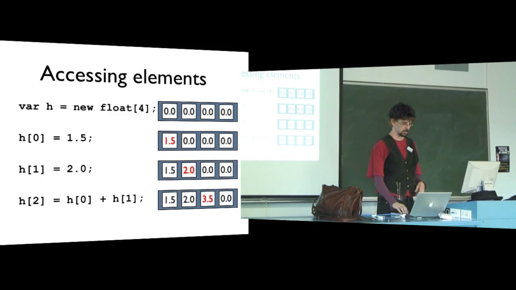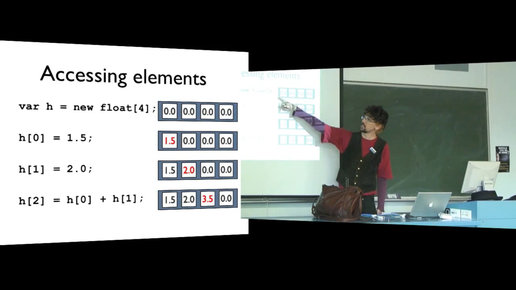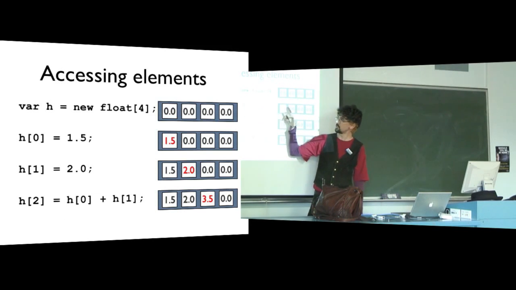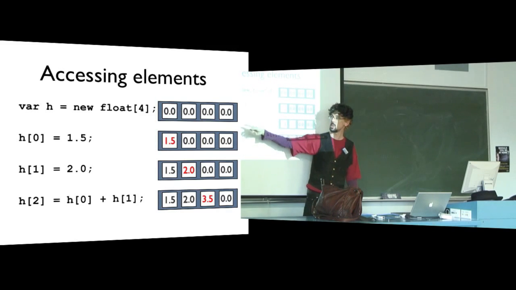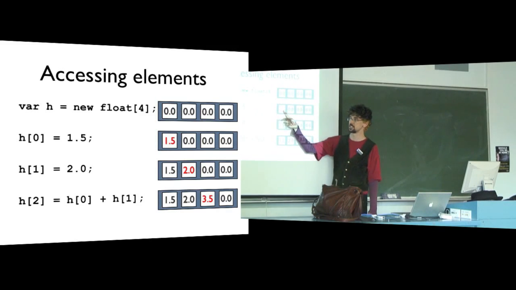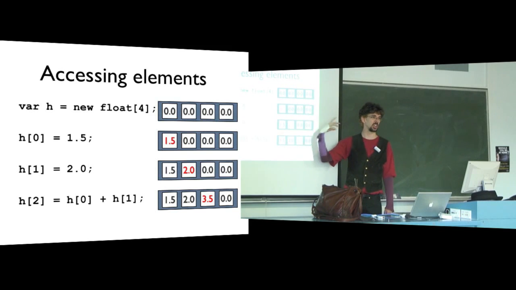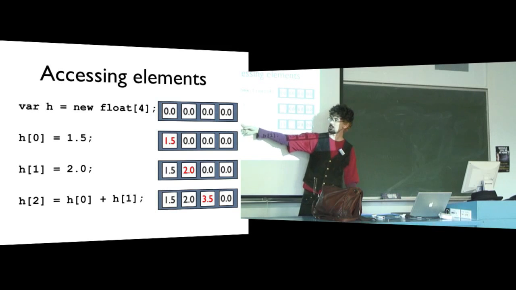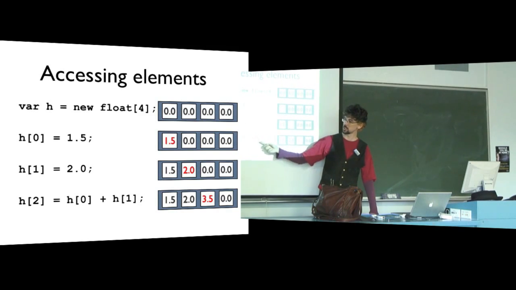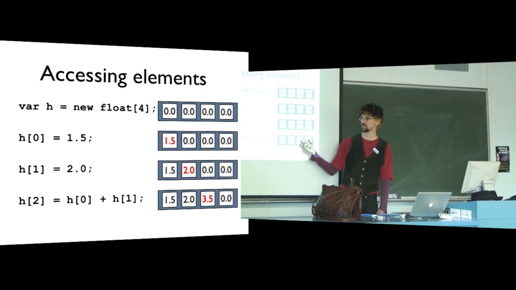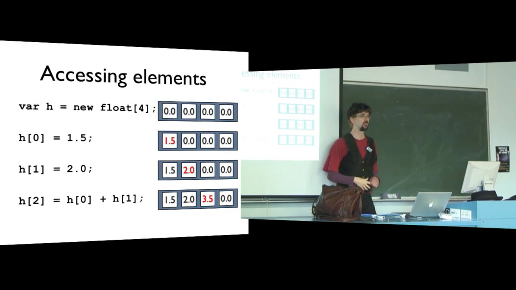So if we look at an example, if we create a new array of 4 things, then we can access element 0 by using h with the 0 in square brackets, and just like any other variable we can assign a value to it, and it sticks the value in there, and all the rest of them are unaffected because they're completely independent variables. We can stick the value 2 into h1, and then we can read the values from h0 and h1 and add them together and stick them into h2, and so forth.